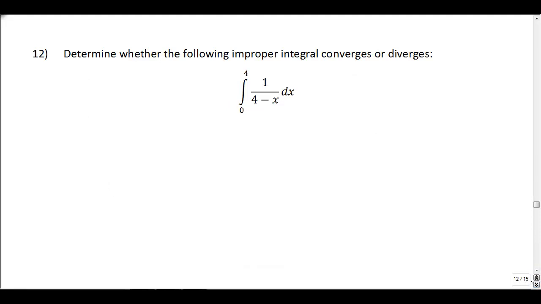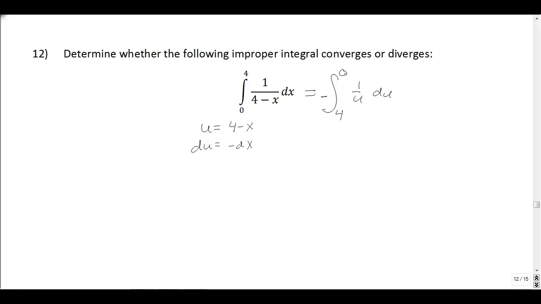Same setup again. Determine whether this improper integral converges. Again, this is improper because if you plug in the 4, you get 4 minus 4, which is 0, and then you have 1 over 0. So I'm going to play the same game. I'm going to let u be 4 minus x here. Du then is negative dx. So I get an antiderivative, 1 over u. Then dx is du, but I pick up a negative. And then my bounds, I can convert them to u's. So when x is 0, u is 4. When x is 4, u is 0.